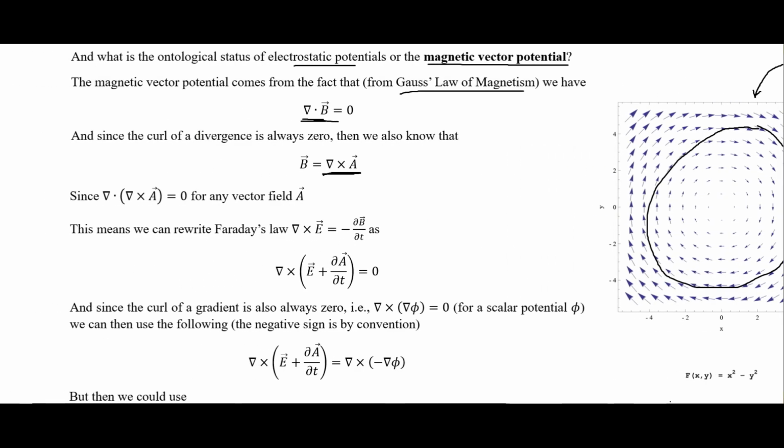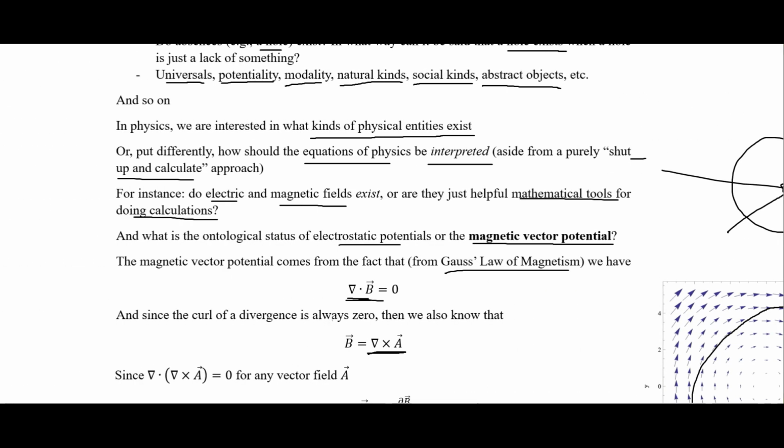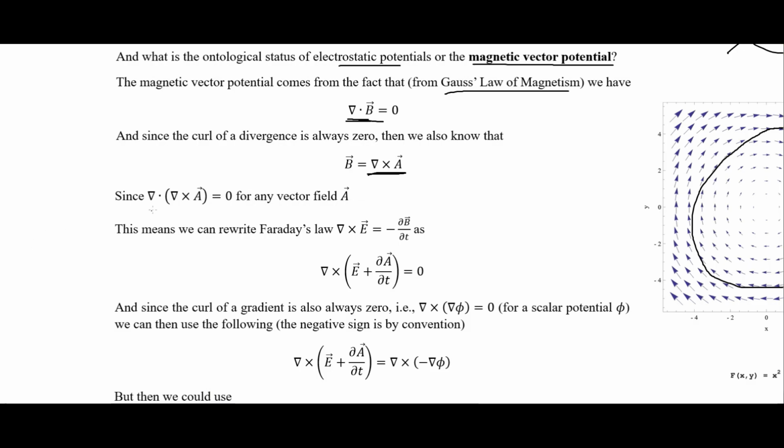The divergence of a curl is always zero because a curl is a circulation, while a divergence radiates outwards in all directions, so there's no curl from that. It will always be zero. Since the divergence of this curl is zero for any vector field A, we can rewrite Faraday's law, the curl of E plus the time derivative of B equals zero. Because B equals the curl of A, we add this to both sides and set it equal to zero, so the curl of that is zero.